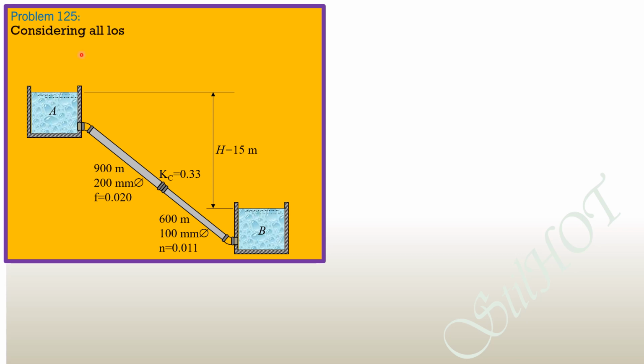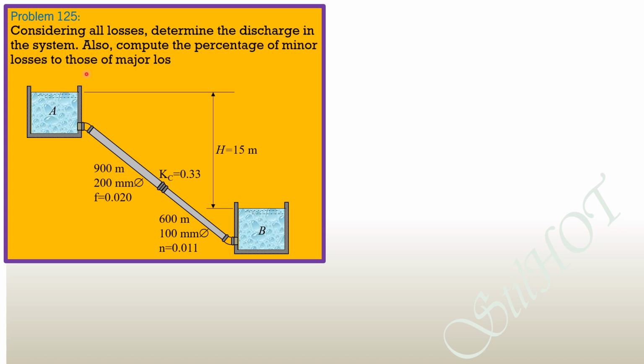Problem 125: consider all losses, determine the discharge in the system. Then also compute the percentage of minor losses to those of major losses. If minor losses were neglected, recompute the discharge. So we are here given a figure for the solution.